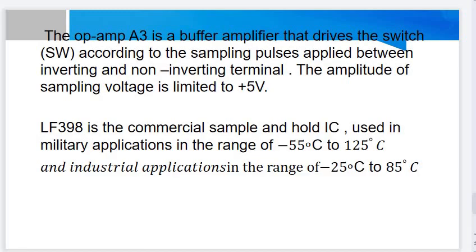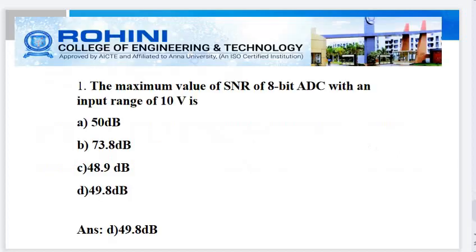The op-amp A3 is a buffer amplifier that drives the switch according to the sampling pulse applied between the inverting and non-inverting terminals. The amplitude of the sampling voltage is limited to plus 5 volt. LF398 is a commercial sample and hold IC used in military applications in the range of minus 55 degrees centigrade to 125 degrees centigrade, and industrial applications in the range of minus 25 degrees centigrade to 85 degrees centigrade.